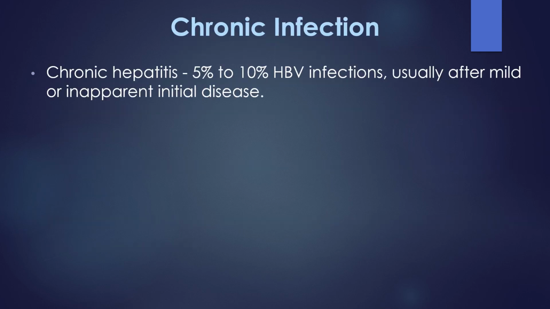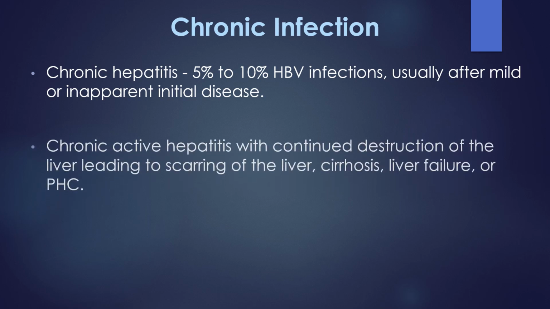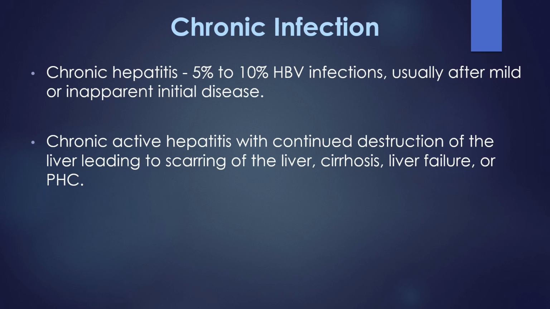The third one is chronic infection. Chronic hepatitis occurs in 5 to 10% of people with HBV infections. This happens usually after mild or inapparent initial disease. Approximately one third of these people have chronic active hepatitis with continued destruction of the liver leading to scarring of the liver, cirrhosis, liver failure, or primary hepatocellular carcinoma.